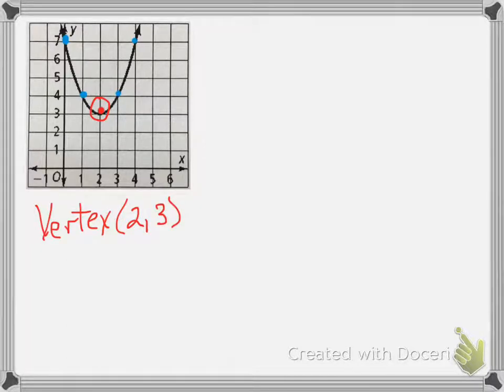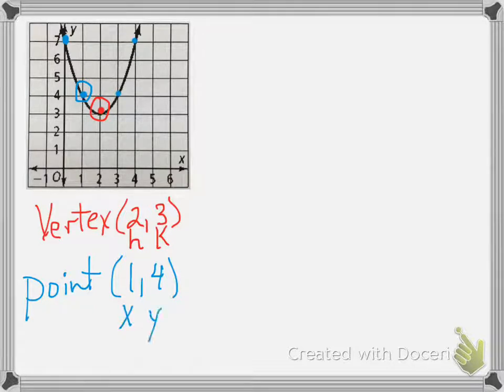Okay. And then let's look. Nathaniel, we've got some other points on here. What points did you use in your equation? What point did you pick out of these 4 points? I chose 1, 4. You chose 1, 4. Okay, so this one right here, 1, 4. So he used the point 1, 4. Okay. Now, remember that this is going to be our H. This will be our K. And then we will use our extra point for our X and our Y.